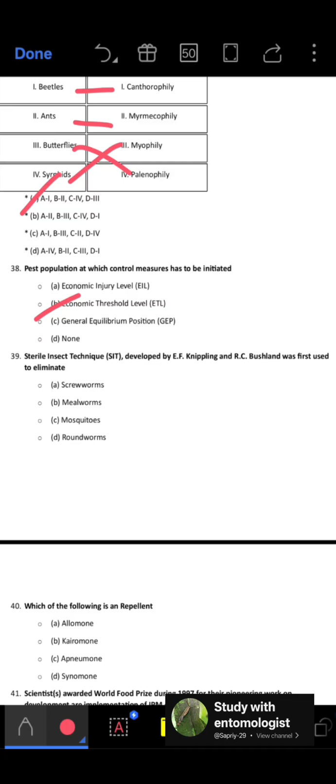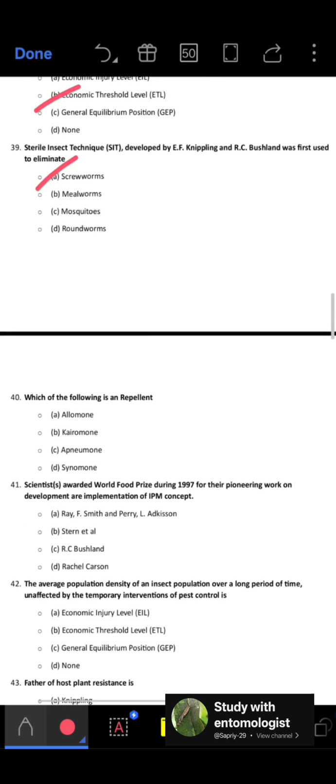Next is sterile insect technique, developed by E.F. Knipling and R.C. Bushland, which was first used to eliminate screwworms, Cochliomyia hominivorax.